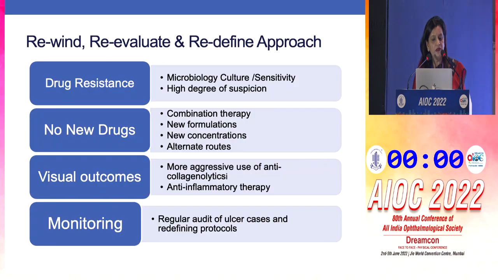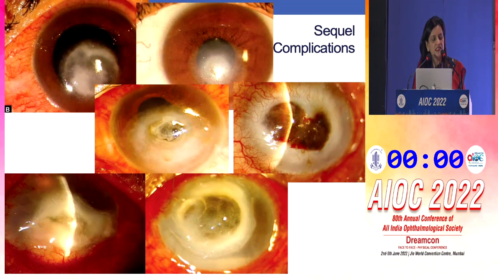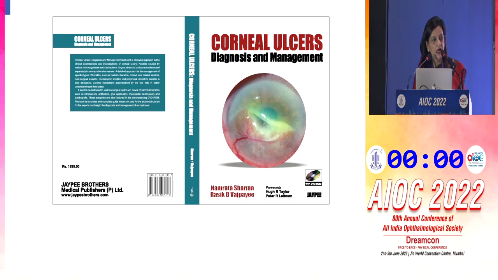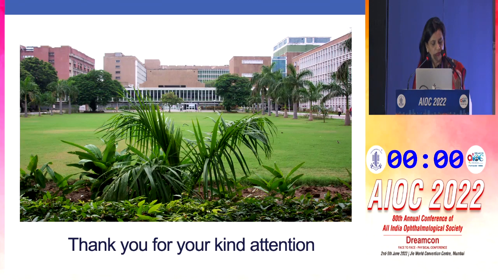We can, if we have time, discuss collagen cross-linking in microbial keratitis, but I think we need to rewind, reevaluate, and redefine our approach as to how we are going to be treating bacterial keratitis in a more effective way, because resistance is something that we will have to stay with. So these are the sequelae if it doesn't respond, and this should be the healing of the corneal ulcer over a period of time that we all are aiming at. And we are going to be coming out with the second edition of this book, and thank you very much for your kind attention.